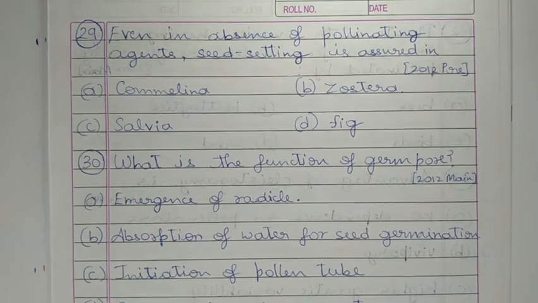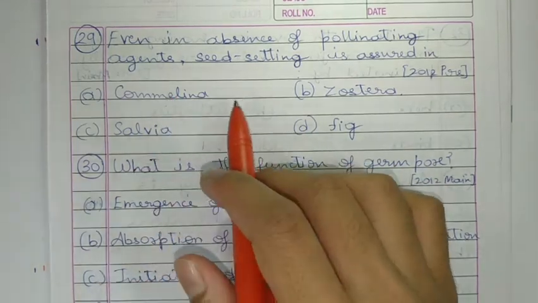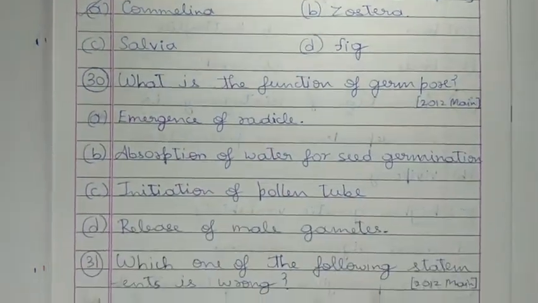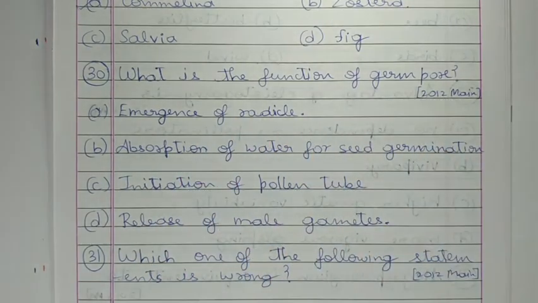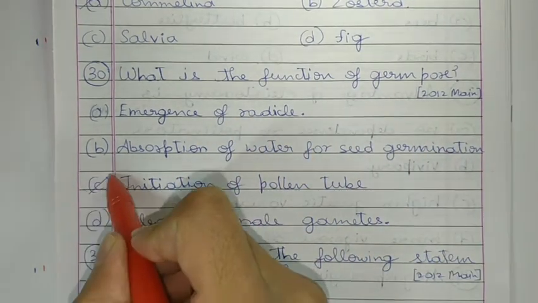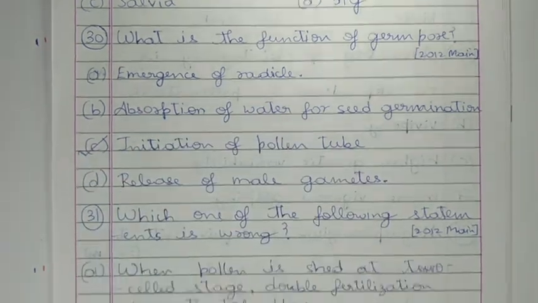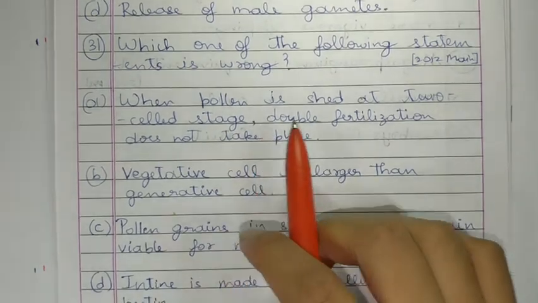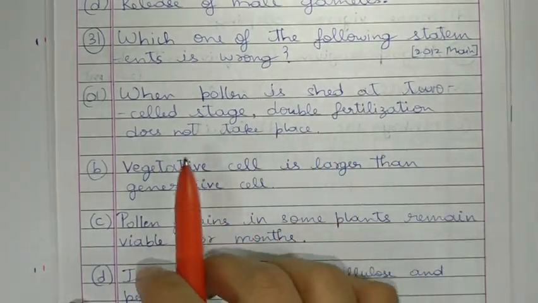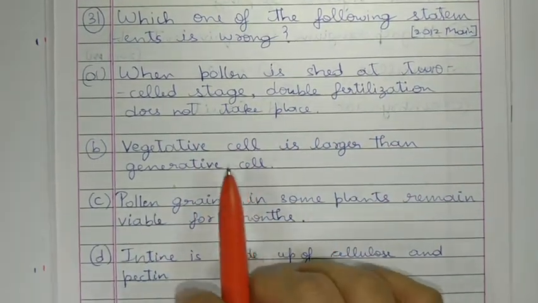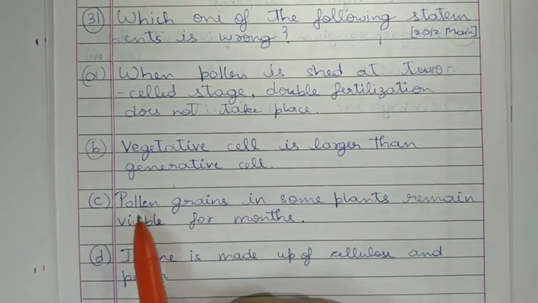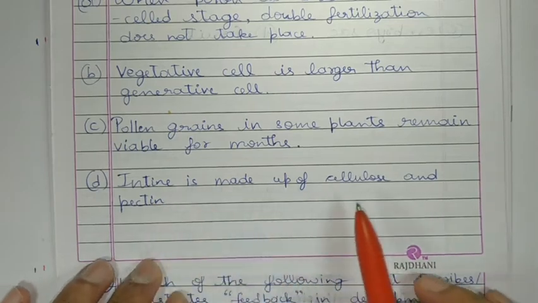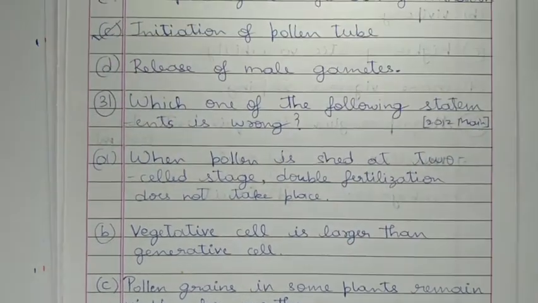29. Even in absence of pollinating agents, seed setting is assured in option A, Commelina. 30. What is the function of germ pore? Initiation of pollen tube, option C. 31. Which one of the following statements is wrong? When pollen is shed at two-celled stage, double fertilization does not take place. B. Vegetative cell is larger than generative cell, correct. Option C. Pollen grains in some plants remain viable for months. D. Intine is made up of cellulose and pectin. So the wrong option is A.